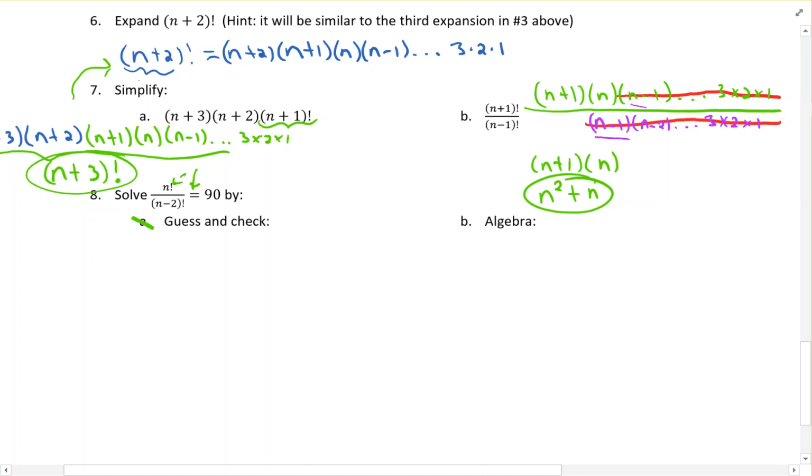So, all right, so solving, right off the bat, I don't like the fact that these have factorial signs on them because how do I make that equal to 90? I want to end up with some expression for n is equal to 90 without the factorials. So what I need to do first is expand everything and cancel what I can.